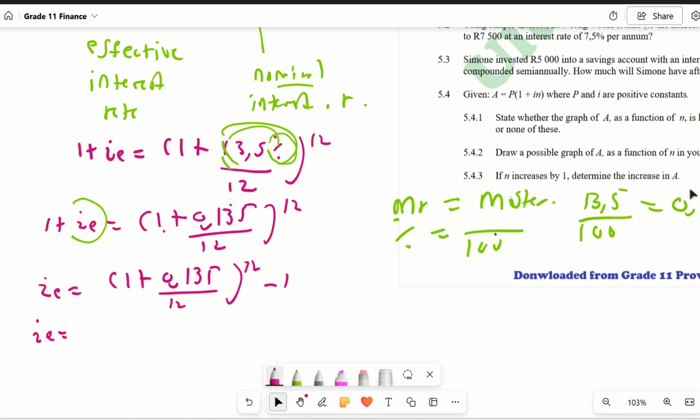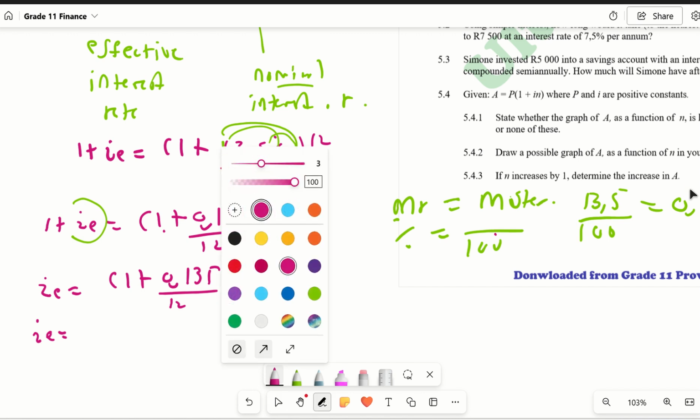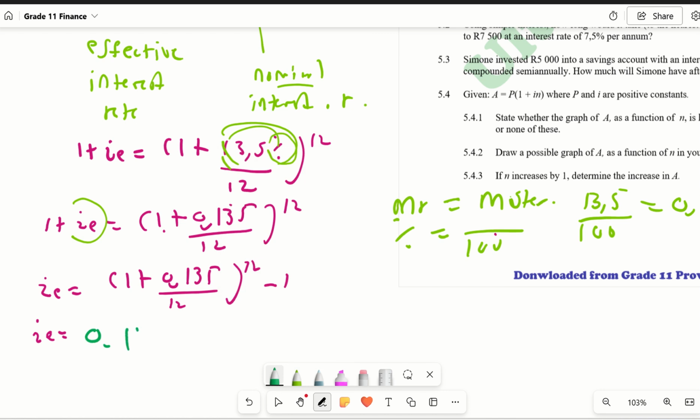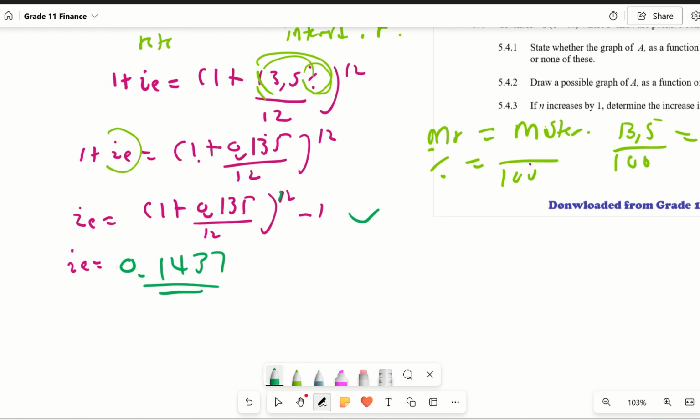This should give you an answer of 0.1437, correct to 4 decimal places. Do you get that? Yes. So whoever got a different answer, just check where you might have made a mistake. Now, if you like, you can just multiply this by 100 to make it a percentage. This will give you 14.37%. So the nominal rate is 13.5%, while the effective interest rate is 14.37%.